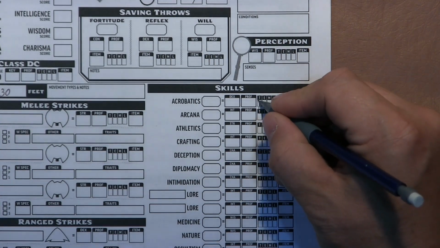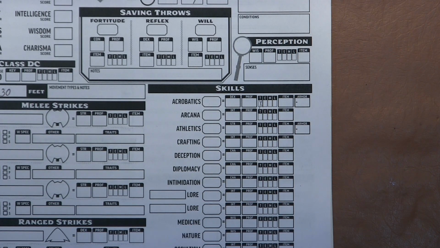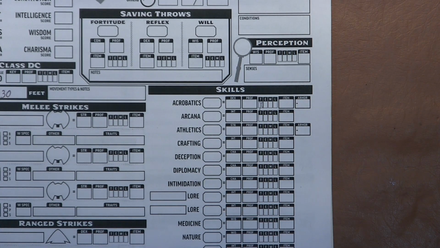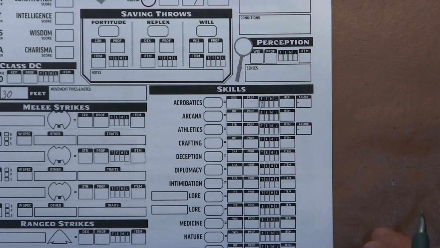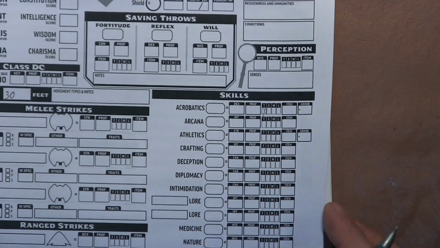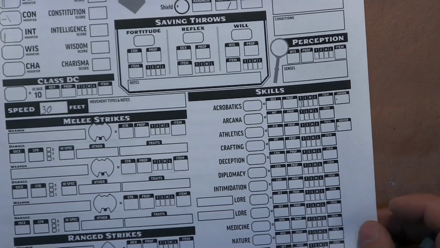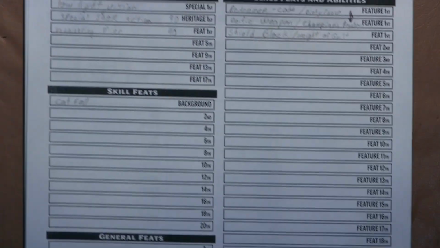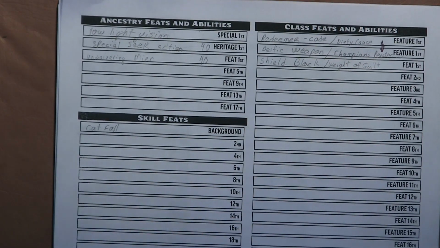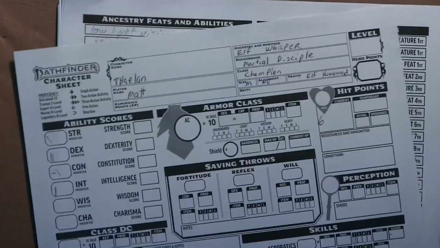My character is going to be acrobatics based, and as a result, you also get a skill feat. In this case, the skill feat is related to the choice you made. My choice was acrobatics, so my character will get Cat Fall, which basically allows my character to fall farther and take less damage.